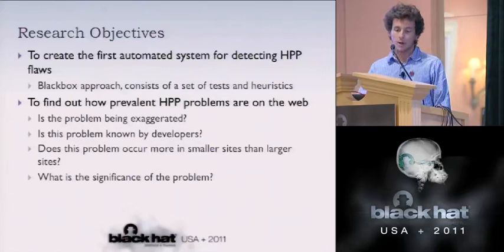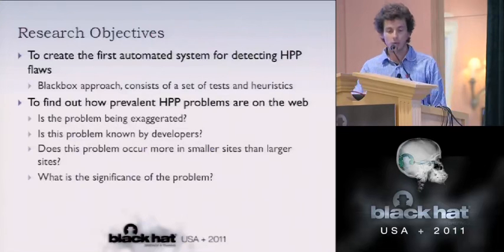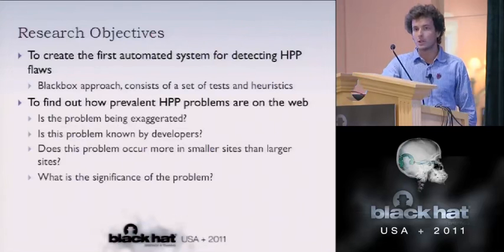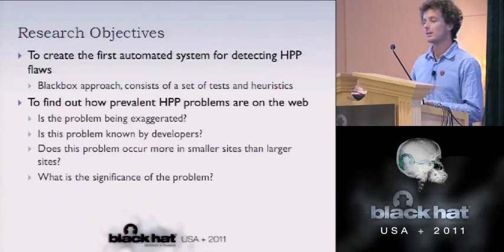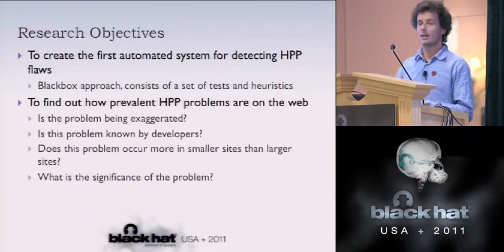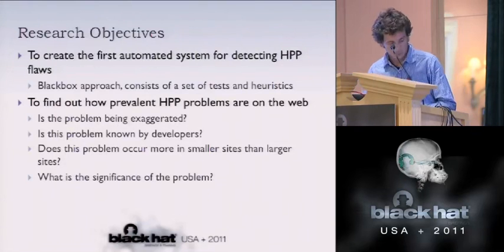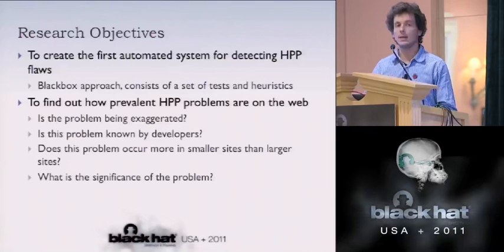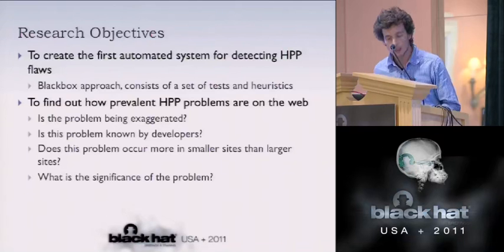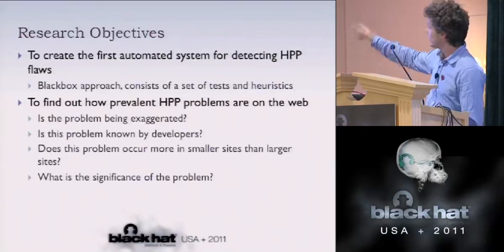So what are the research objectives of this work? The objectives are actually two. The first one was to create a system to assess web applications in order to find out how many real web applications are vulnerable to this problem. So we want to answer these four types of questions.